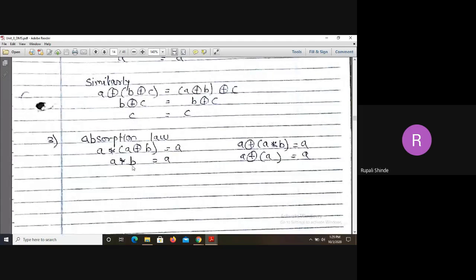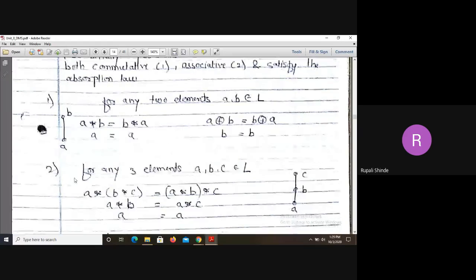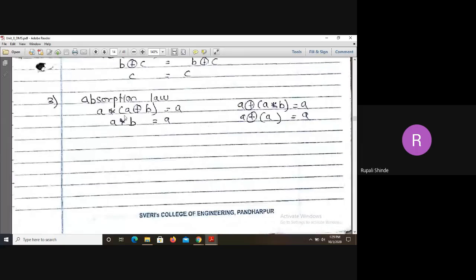So that is written here. Again, A star B means what? Greatest lower bound of A and B, and that value is A. So here we have written A. So again LHS is equal to RHS. That's why this statement is true.